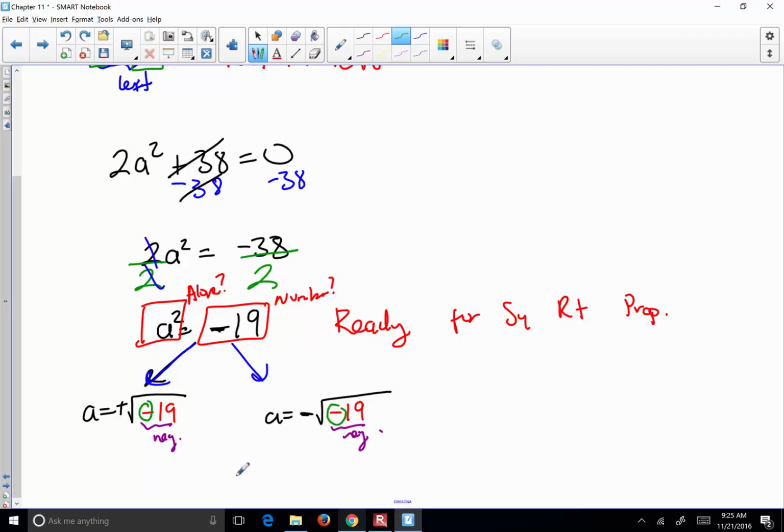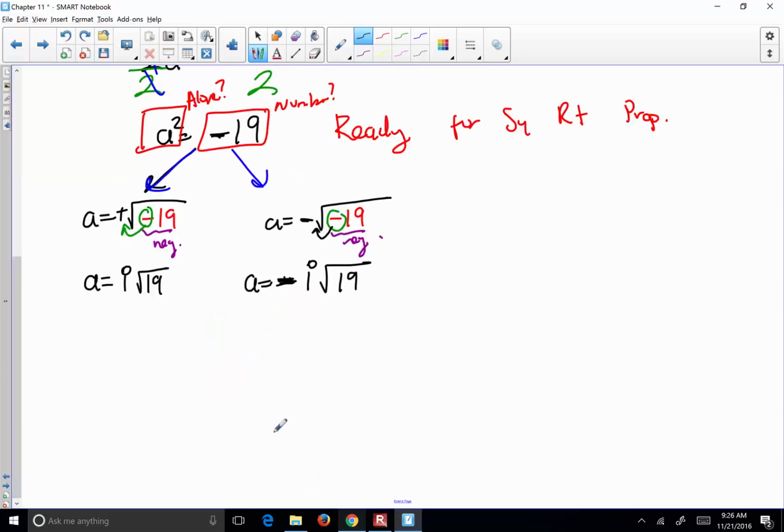How do you do that? Pull it out as what? i. Yes, this turns into i root 19. This turns into negative already, i positive 19 now. You see, I cured the negative signs. So when you combine this, plus minus i root 19. But we like i's on the end better. It doesn't matter, both are acceptable. I like i after the number, after the square root.